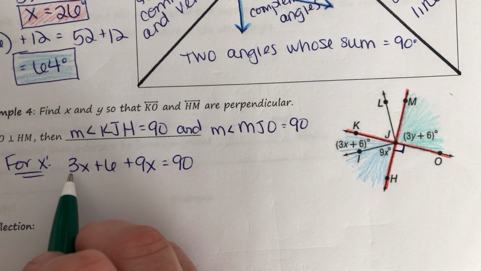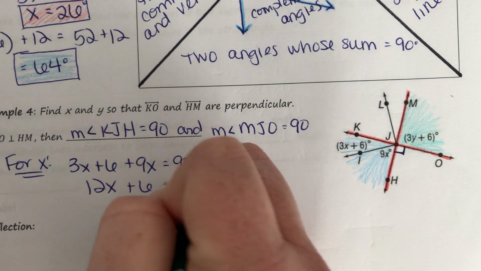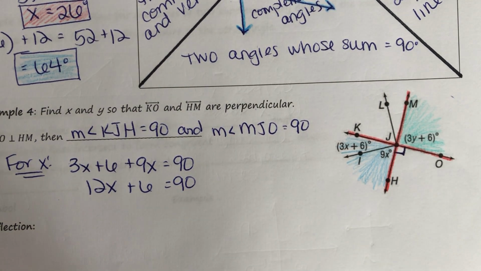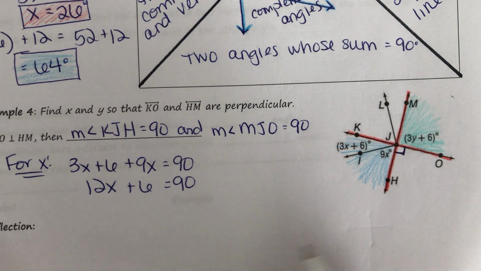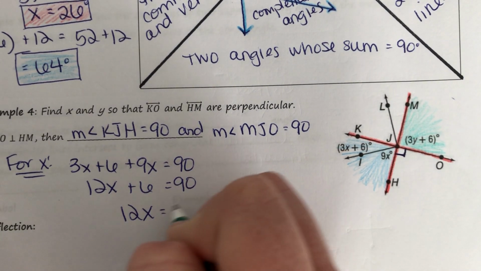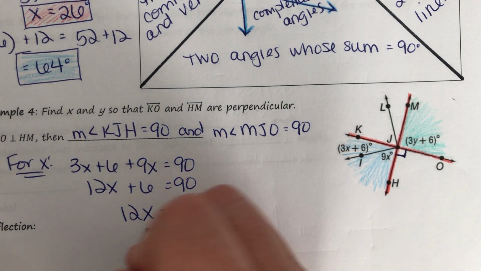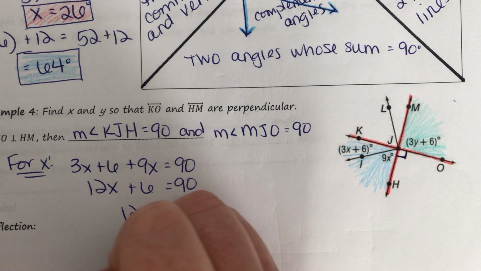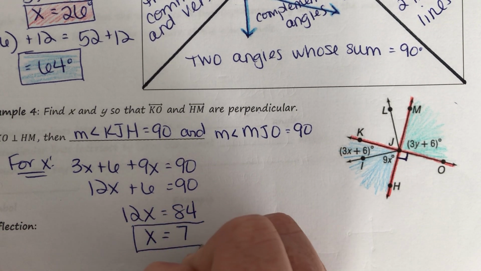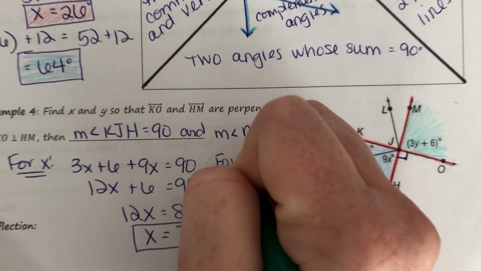So I solve for x. 3x plus 9x is 12x. I still have that 6. I need to get rid of that 6, and it is a plus 6 this time. So minus 6 on both sides, 12x equals 84. And then divide both sides of my equal sign by 12, and I should get 7. And it just told me to solve for x and for y, so once I get x, I'm done with that part. Now I can solve for y.